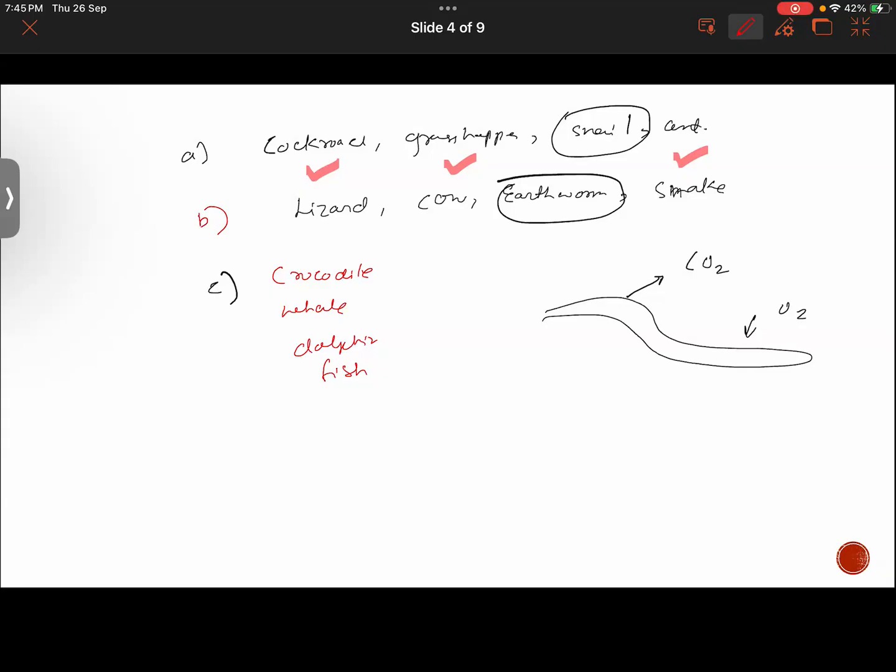Whale, crocodile and dolphin have a common respiratory organ, that is lungs, while fish have gills. That's why you will see that crocodiles, whales, and dolphins, at a given interval of time, have to come to the surface of water in order to breathe.